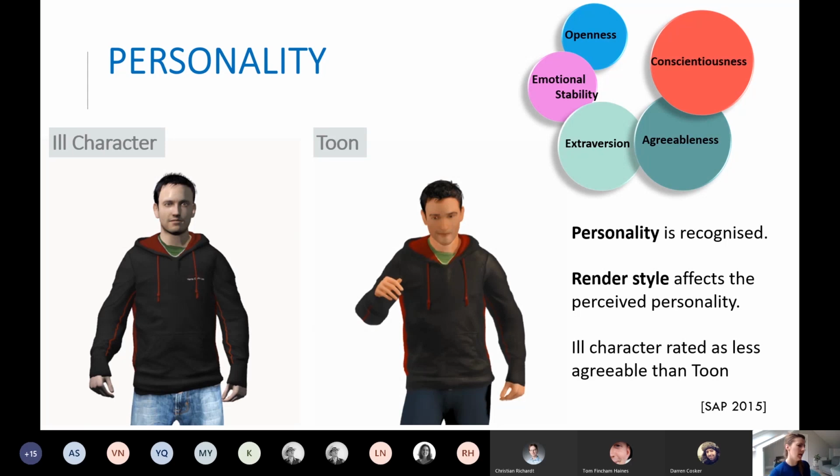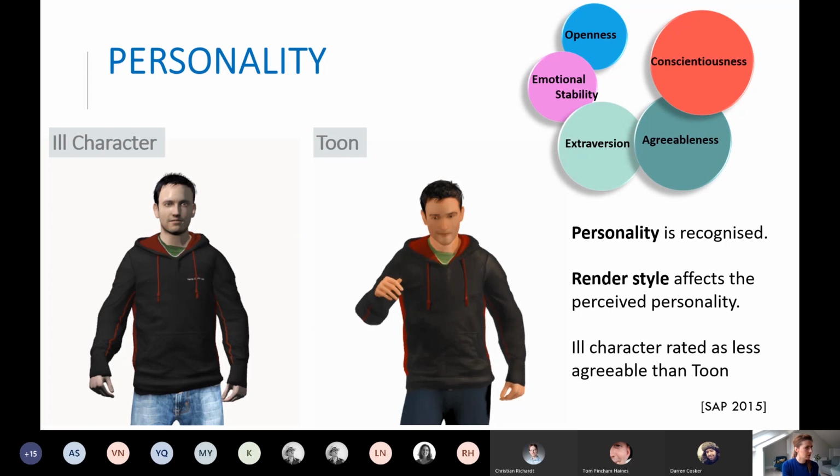In this case, the ill or unattractive character was rated as less agreeable throughout all the personalities than the toon. So just having that negative render style affected the perceived personality.